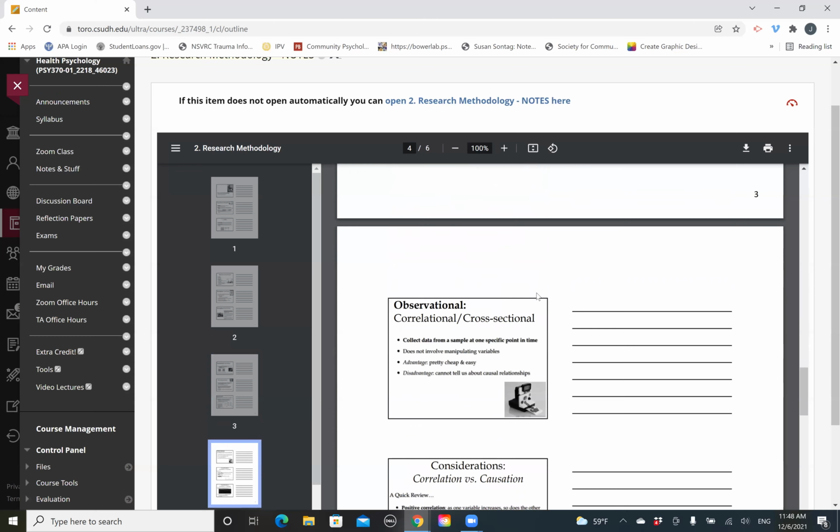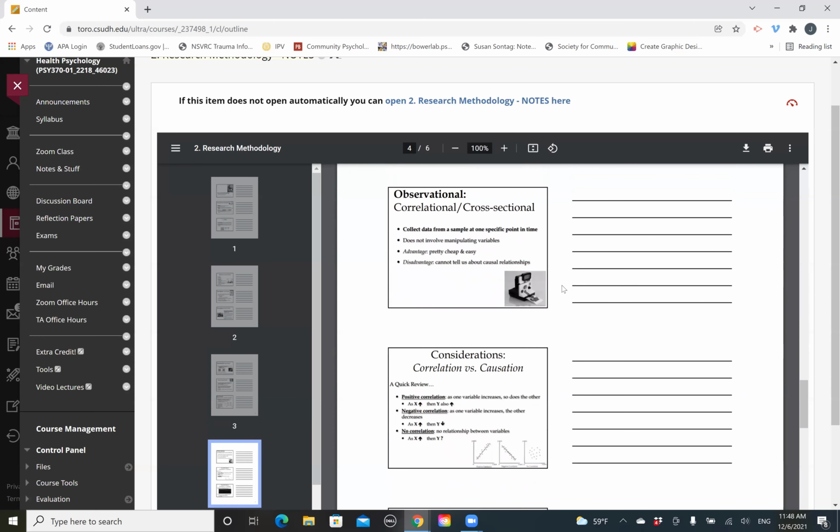And then let's see, observational, correlational, cross-sectional: collect data from a sample at one specific point in time, does not involve manipulating variables. Advantage, pretty cheap and easy. Disadvantage, cannot tell us about causal relationships. So this is going to tell us more about correlations. So consideration, correlation versus causation.